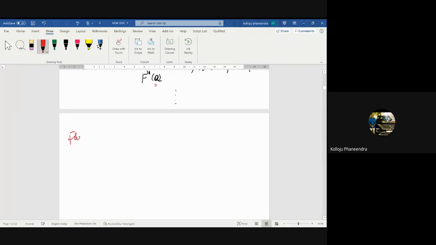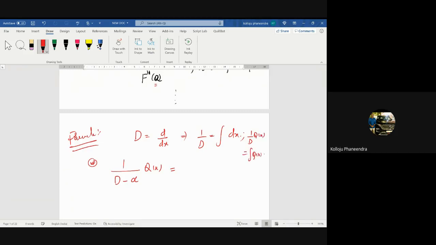Now you have to remember this formula. What does d stand for? D by dx. This implies 1 by d stands for what? Integral of dx. And now this is important. This is 1 by d I know, but 1 by d minus alpha is what? 1 by d minus alpha into q of x. That is 1 by d of q of x means what? Integral of q of x dx.